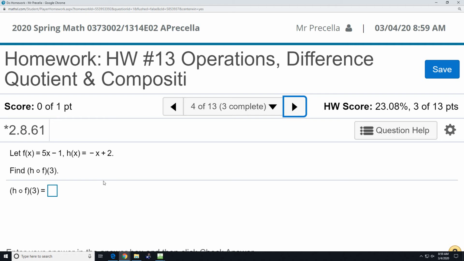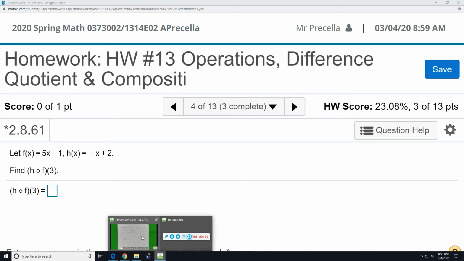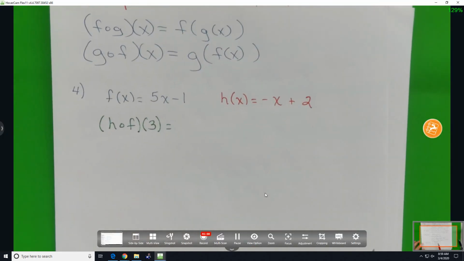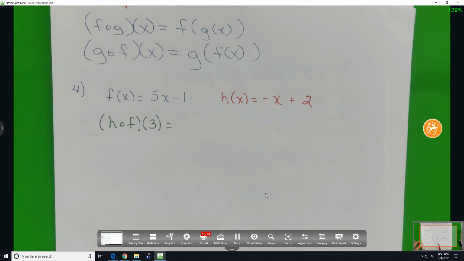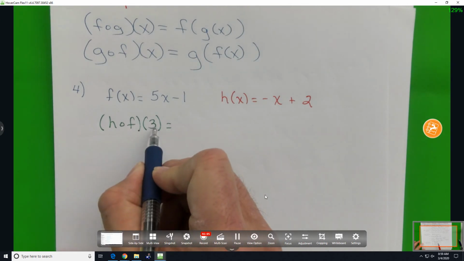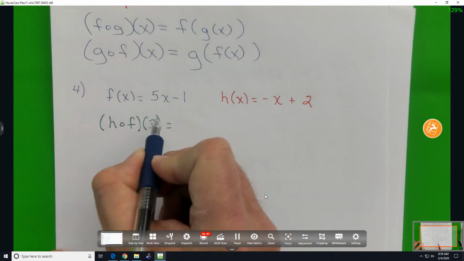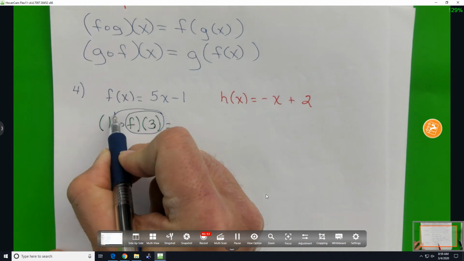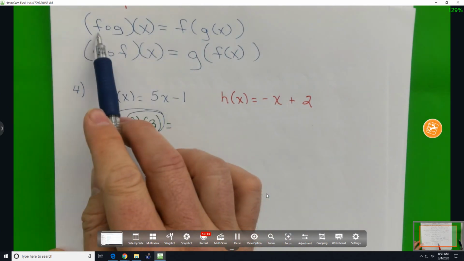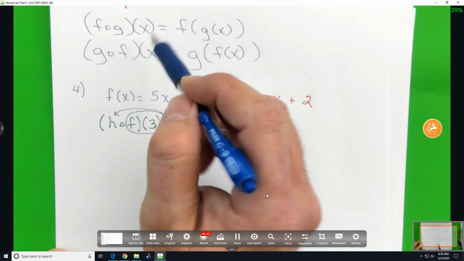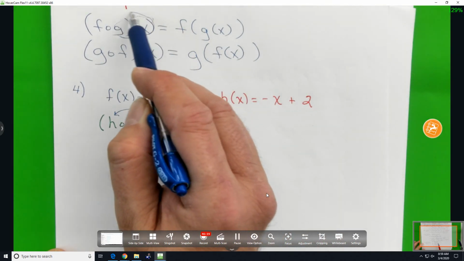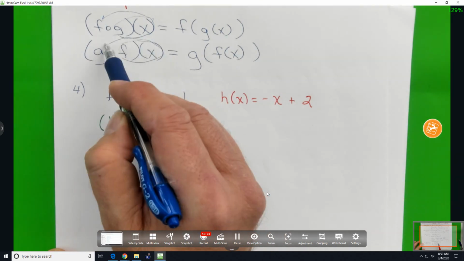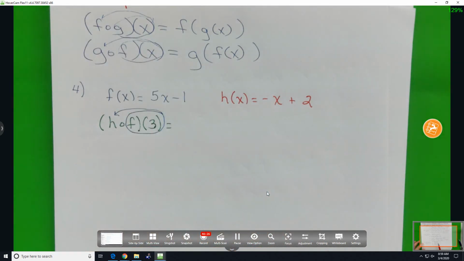Okay. What this means: h of f of 3 means start with this number in the parentheses. Plug this into that. Now, f of g of x means g of x goes into f, and g of f of x, f of x goes into g. Gets plugged into.